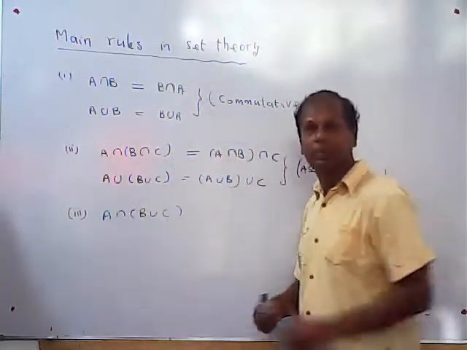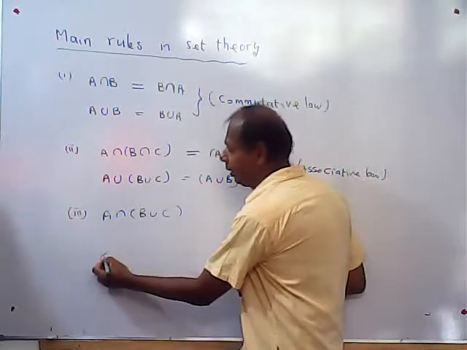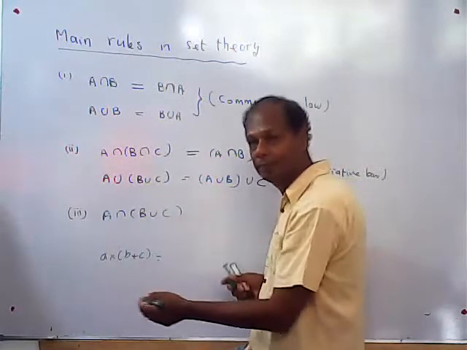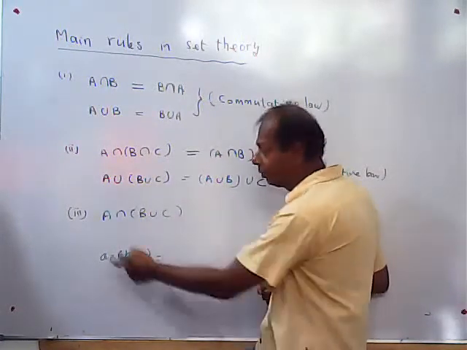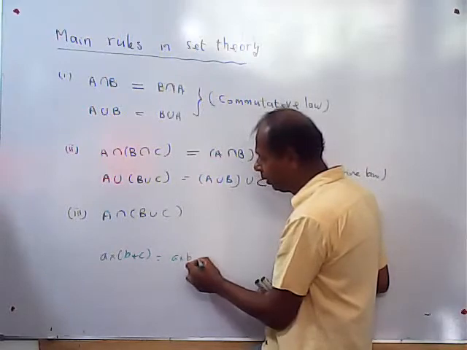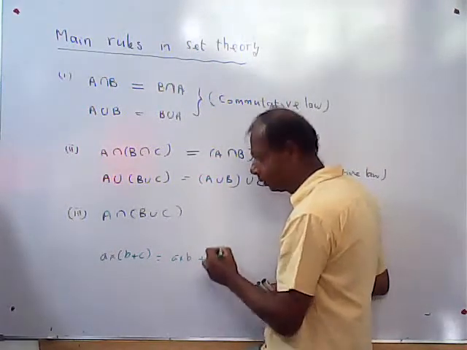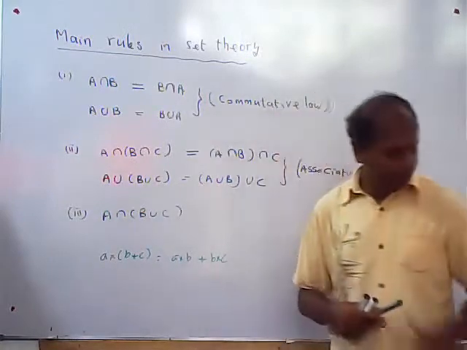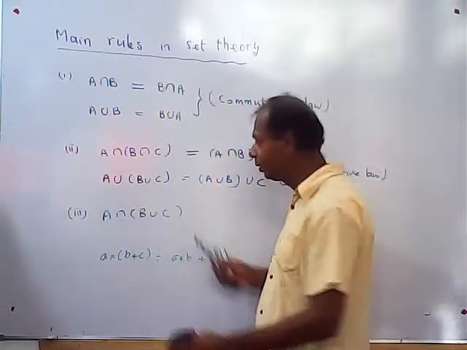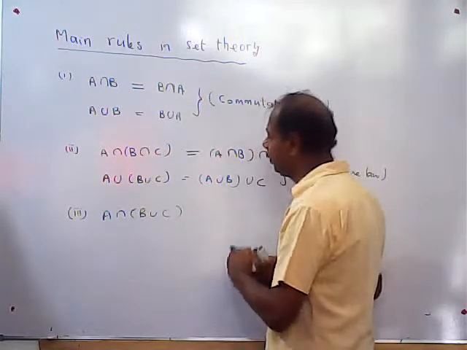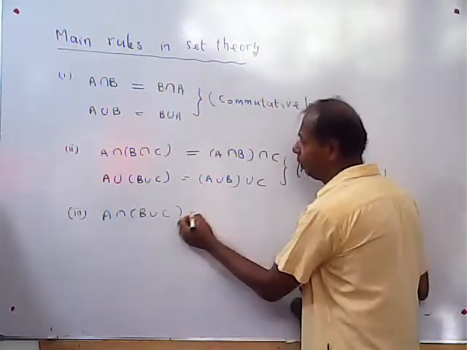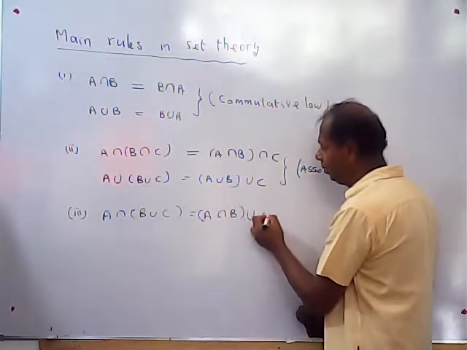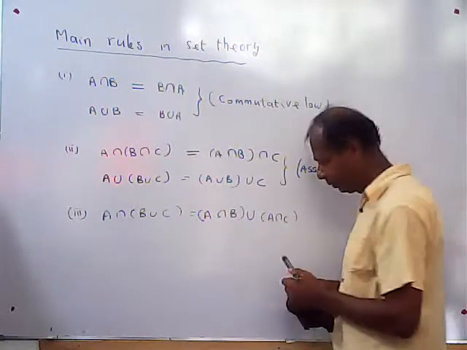Here, for real numbers, A multiplication B plus C, you can expand it. You open the bracket, that will give A into B plus A into C. So we formally call it the distributive law in mathematics. So it is equal to A intersection B union A intersection C. Right?